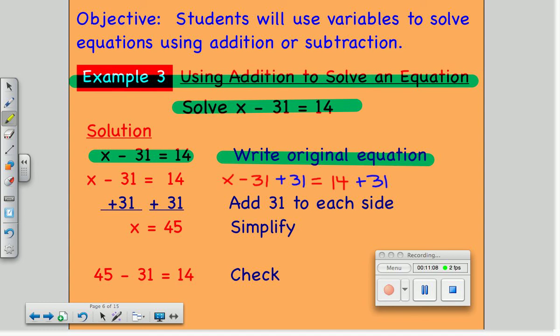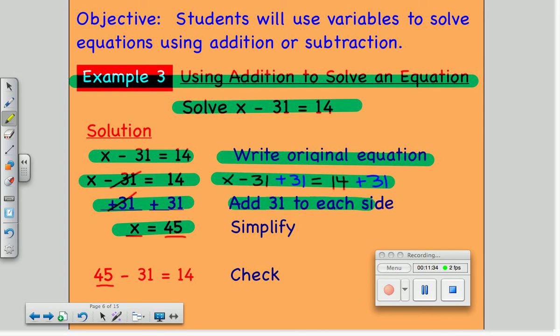Minus 31 plus 31 is x by itself because this becomes 0. 14 plus 31 is 45. So now I know x equals 45. I replace x in the solution with 45. 45 minus 31 is indeed 14, so it does check out. It doesn't matter which one of these you wrote, by the way, whether you wrote the vertical one or the horizontal one, but you just had to pick one, okay? So add 31 to each side, simplify, substitute, and check.